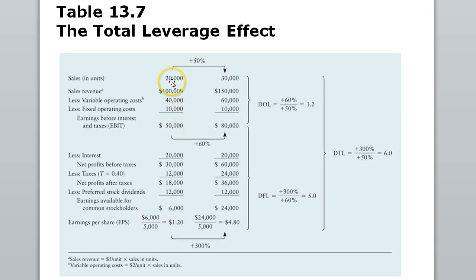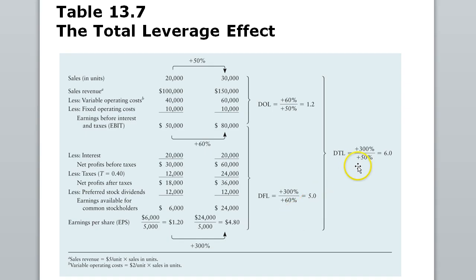So we're looking at, what if a 50% increase in sales to 30,000? Okay, so EBIT would go from 50 to 80,000, a 60% increase. And if we look at the earnings per share, it would go from 120 to 480, a 300% increase. So the degree of operating leverage is a 60% increase in EBIT divided by a 50% increase in sales, or 1.2. And we have a 300% increase in earnings per share divided by a 60% increase in EBIT, or a degree of financial leverage of 5.